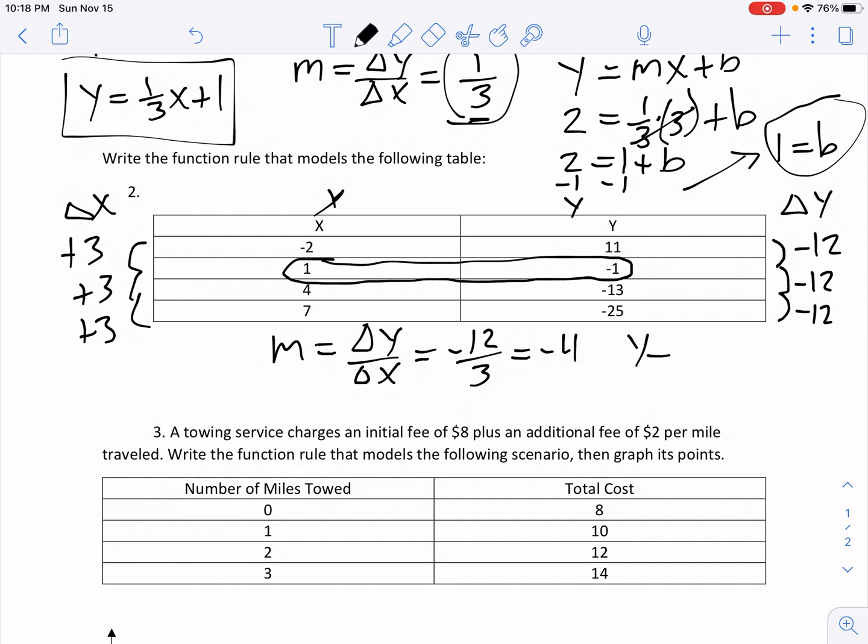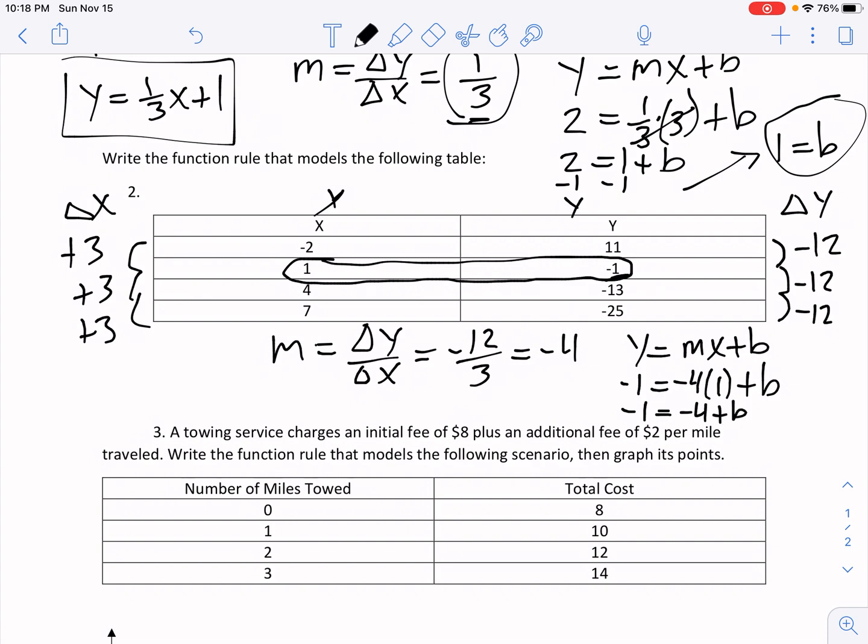So plugging it into the equation, y equals mx plus b, y would be -1. My slope would be -4. Well, actually, let's just leave that out of the parentheses for now. -4 times x, which is 1, plus b. The nice thing about using 1 is that -4 times 1 is just going to be -4. So you'd have -1 equals -4 plus b.